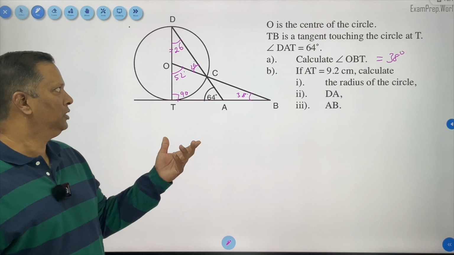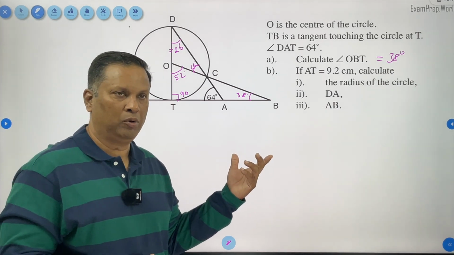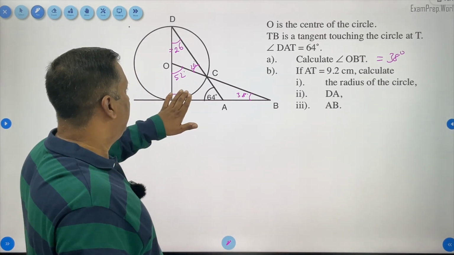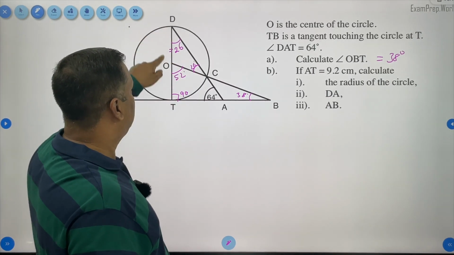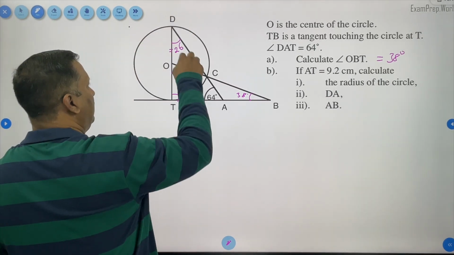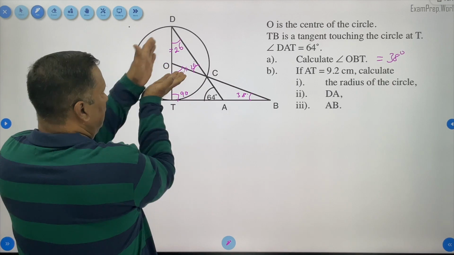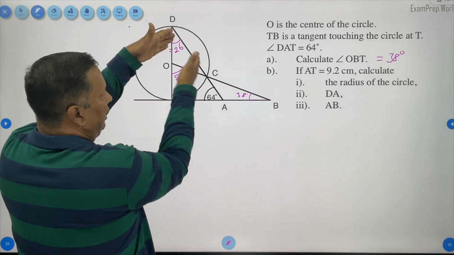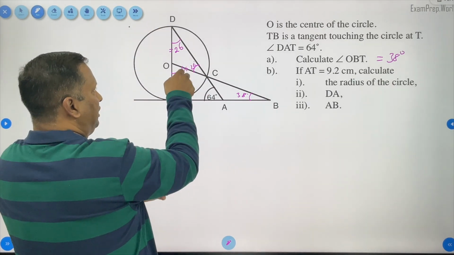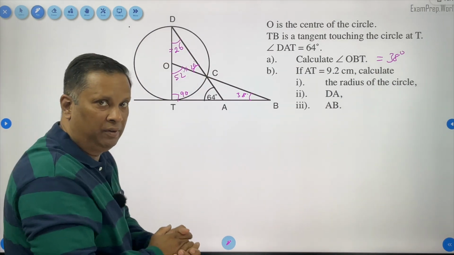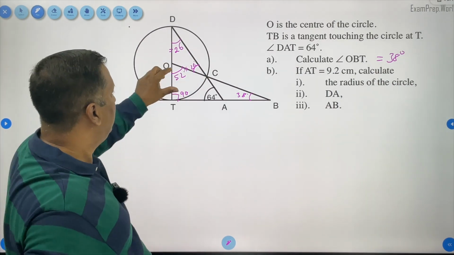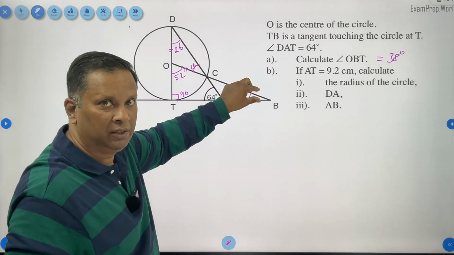See, we are always using right angle triangles and angle sum properties. We had 90, 64, we found this 26. Now in this triangle, OD and OC are radii, so it is an isosceles triangle, so equal angles 26, 26. Now this exterior angle of this triangle, 26 plus 26 becomes 52. Now when you have 90 and 52, you get this angle 38.